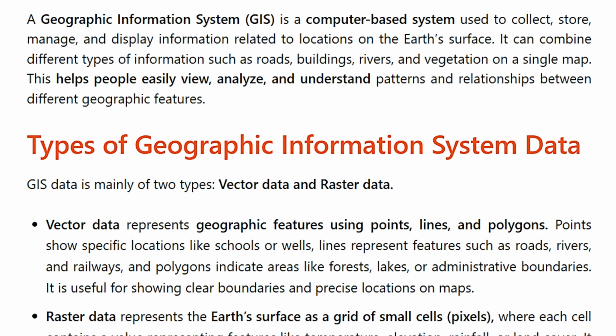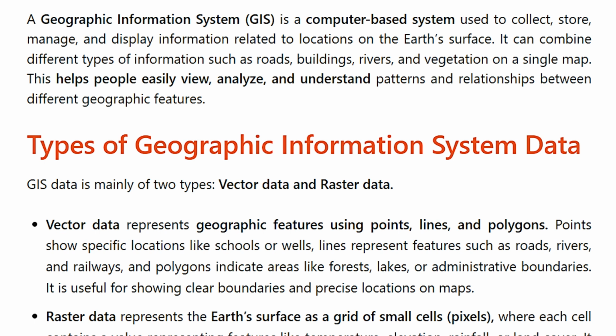A geographic information system, GIS, is a computer-based system used to collect, store, manage, and display information related to locations on the Earth's surface. It can combine different types of information such as roads, buildings, rivers, and vegetation on a single map. This helps people easily view, analyze, and understand patterns and relationships between different geographic features.